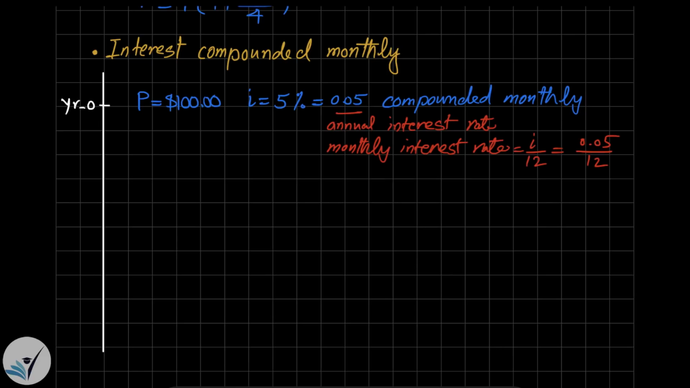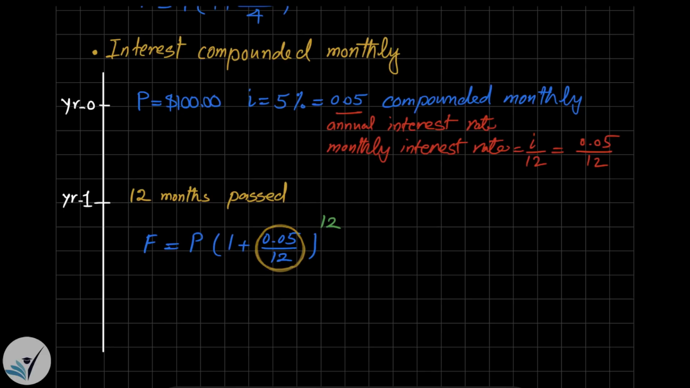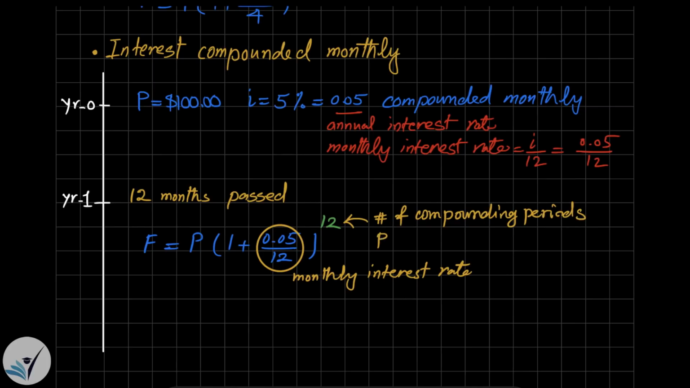Since this is an account that compounds interest every month, at the end of the first year, we have 12 months passed from the beginning of the investment. So the balance of the account would be P, the principal, times 1 plus 0.05 divided by 12 to the 12th. And this 0.05 divided by 12 is the monthly interest rate. And the 12 up here is the number of compounding periods passed from the beginning of our investment.